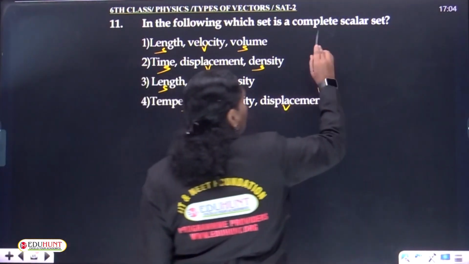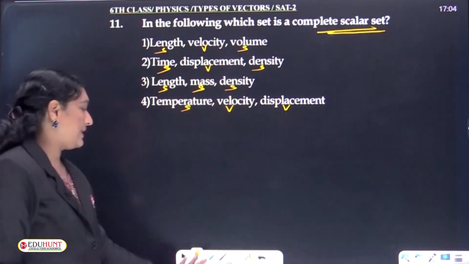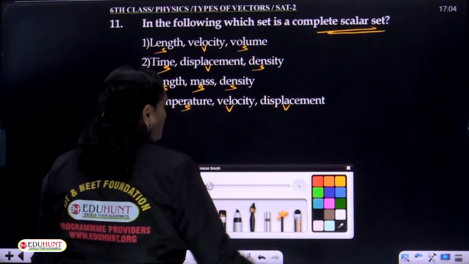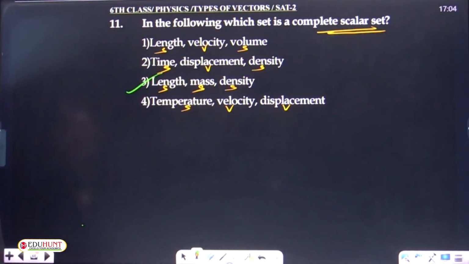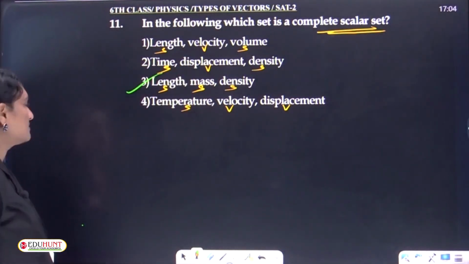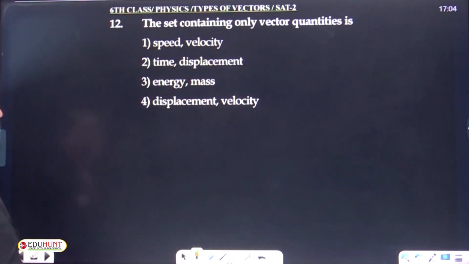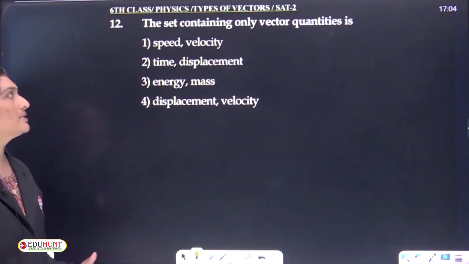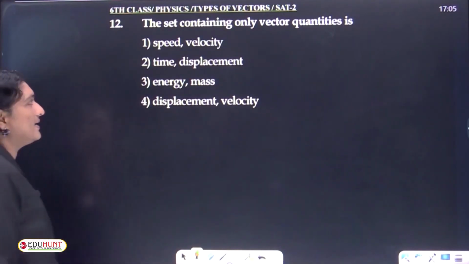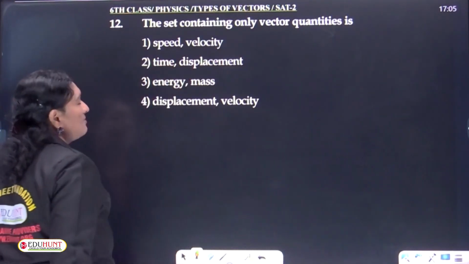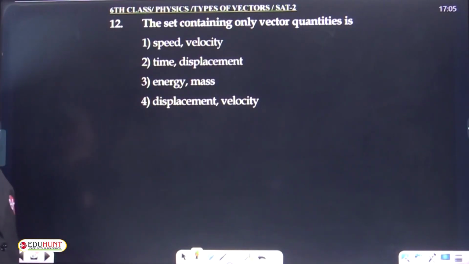And now you are asked to identify the complete scalar set. So which among them is the complete scalar set? Again, option number 3 consists of all the scalar quantities. Now moving with the next question, that is 12th one, the set containing only vector quantities. So as usual, identify which among them is a vector and which among them is a scalar.